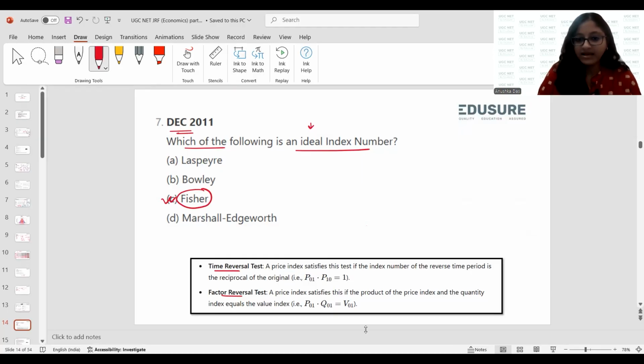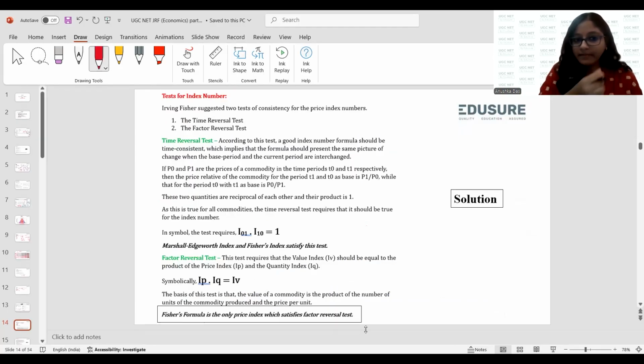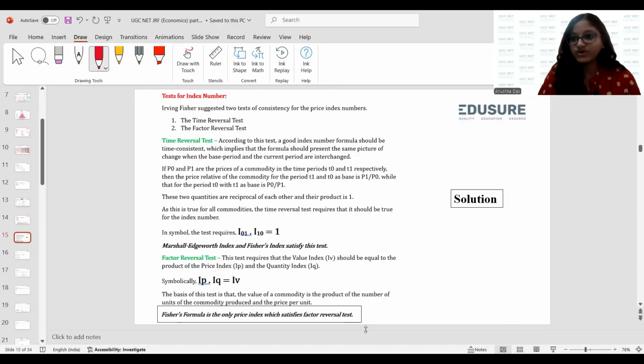Let me show you the notes from our paid courses. This is from our paid courses. This is the note. You can again take a screenshot or look at this. These are the tests for index numbers; I've given you the screenshot exactly from the note. Irving Fisher suggested two tests for consistency of the price index. One is time reversal, one is factor reversal.